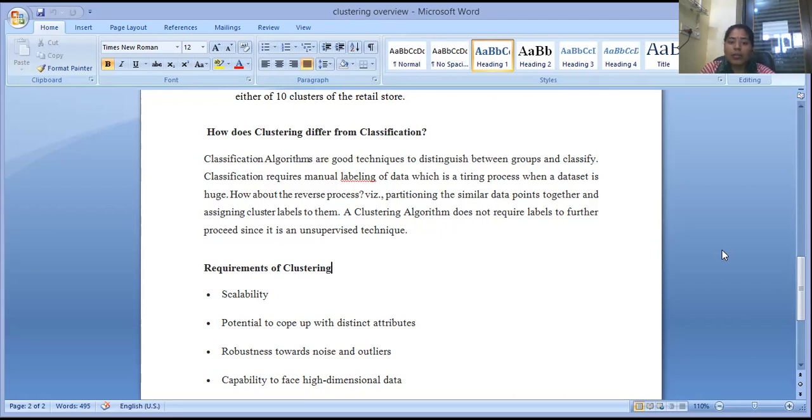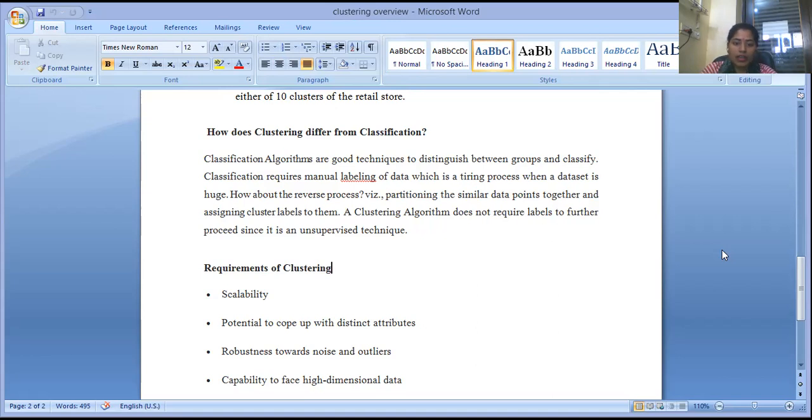But how about the reverse process, which is partitioning the similar data points with their characteristics and properties together and assigning a cluster label to them. So a clustering algorithm doesn't require labels to proceed, since it is an unsupervised technique.